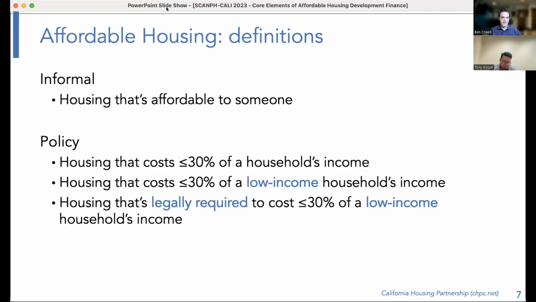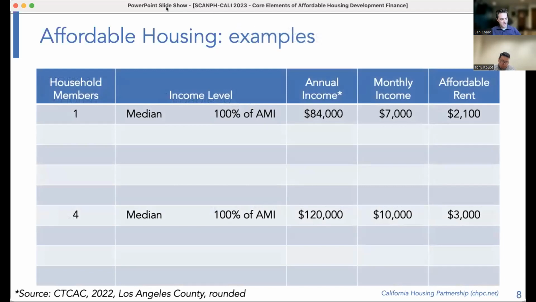And I find that it helps to put real dollars on this. In 2022, which is the most recent year that area median incomes were published for, in LA County, the median income for a one-person household was $84,000, and for a four-person household was $120,000. Median meaning half of folks in LA County are making more than this, and half are making less than this.